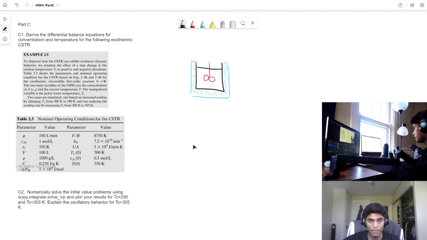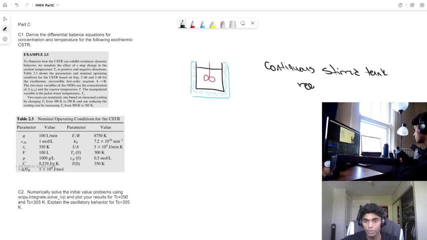What we have here is something that we call a CSTR, and CSTR stands for a continuous stirred tank reactor. And how a continuous stirred tank reactor works is we have some flow in of material which is reacted in this chamber, and then after which the products are given out.